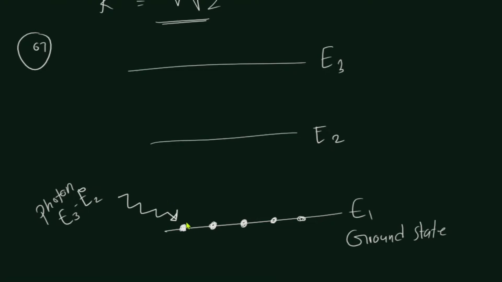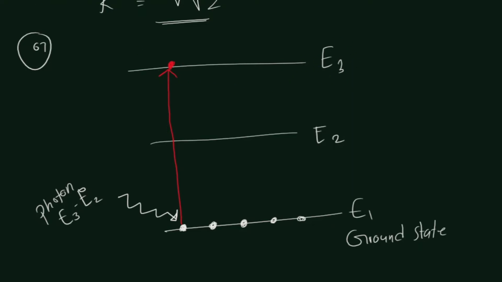This electron will absorb the energy E3 minus E2 from this photon, get excited, and reach the E3 energy level. It's not going to go to the E2 energy level. It goes to the highest possible energy level when it gets excited. So by pumping these kinds of photons, each one of these electrons at the ground state can be excited into the E3 energy level.